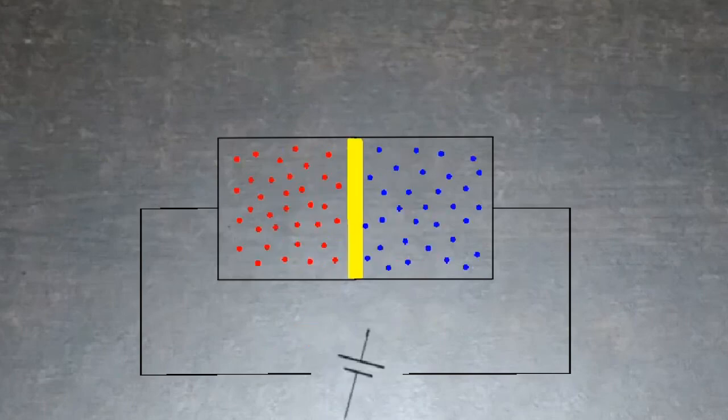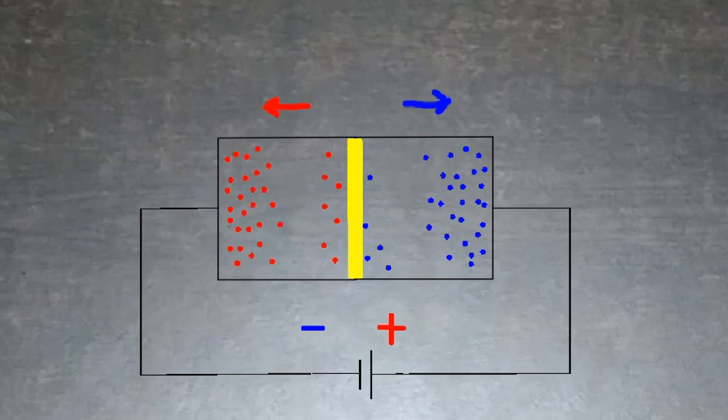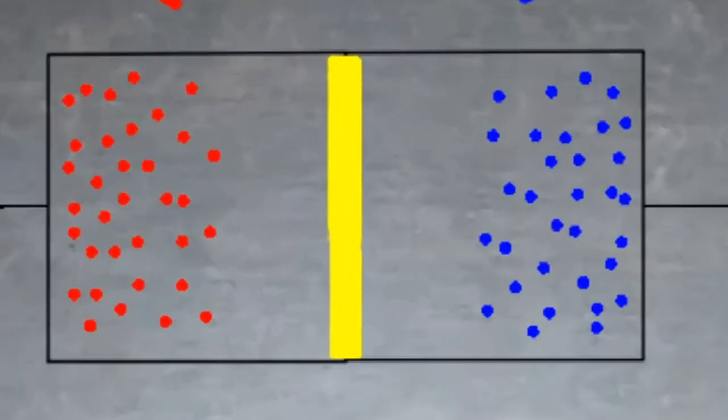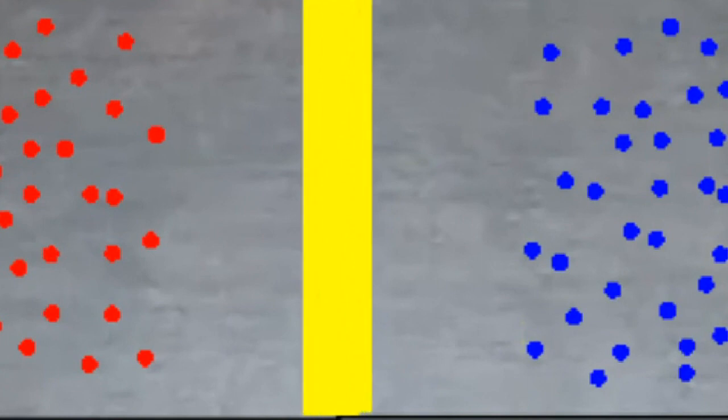Now, when polarity is reversed, that is, P is connected to negative and N is connected to positive terminal, the holes and electrons move away from depletion layer and thereby increasing the width of depletion layer, which makes it more stronger and no current will pass through diode.